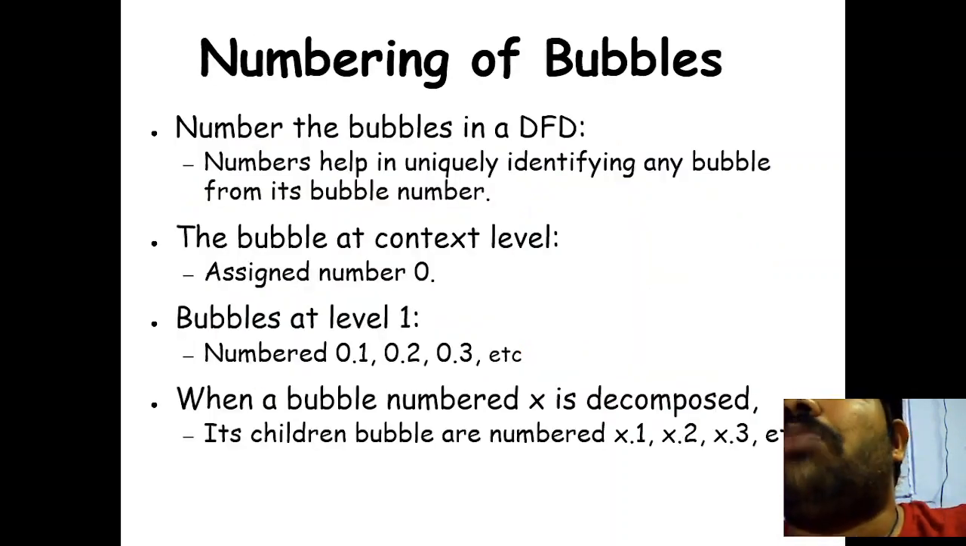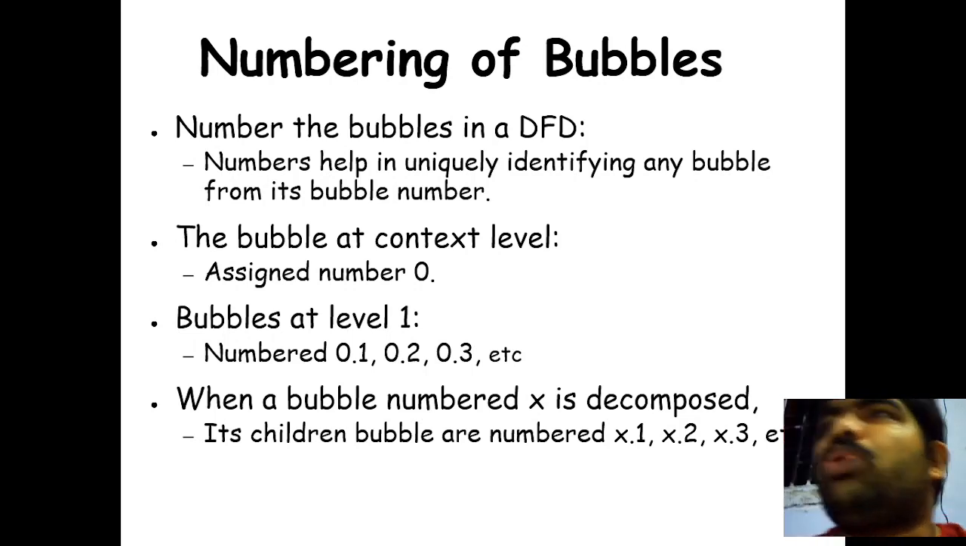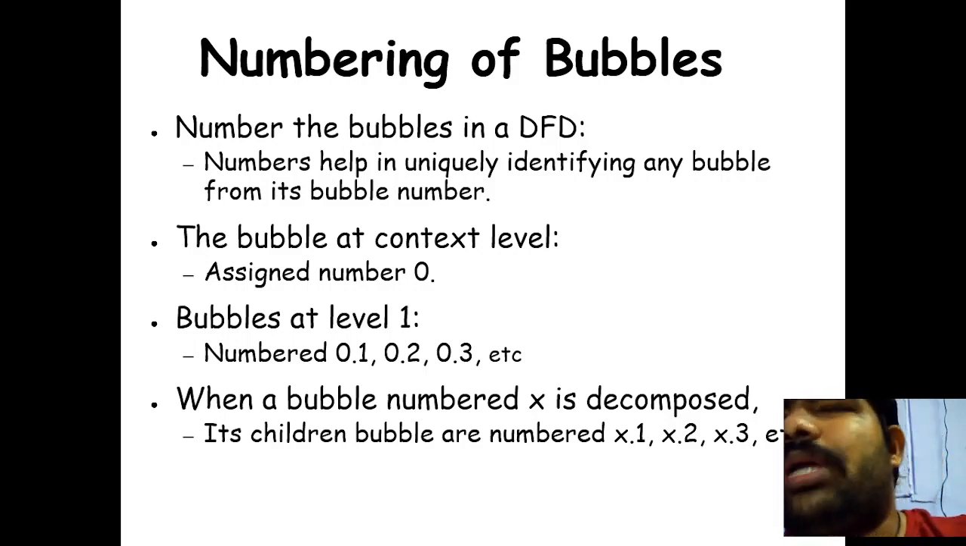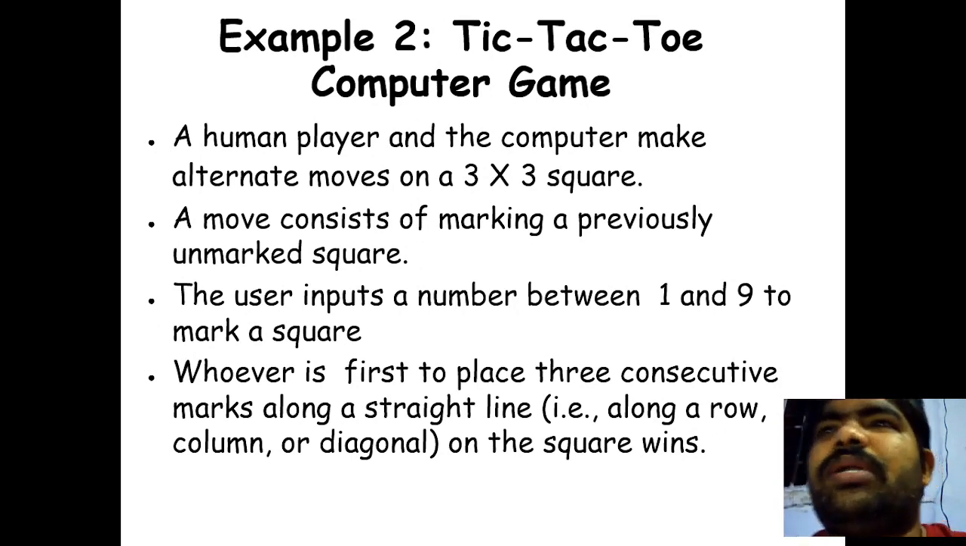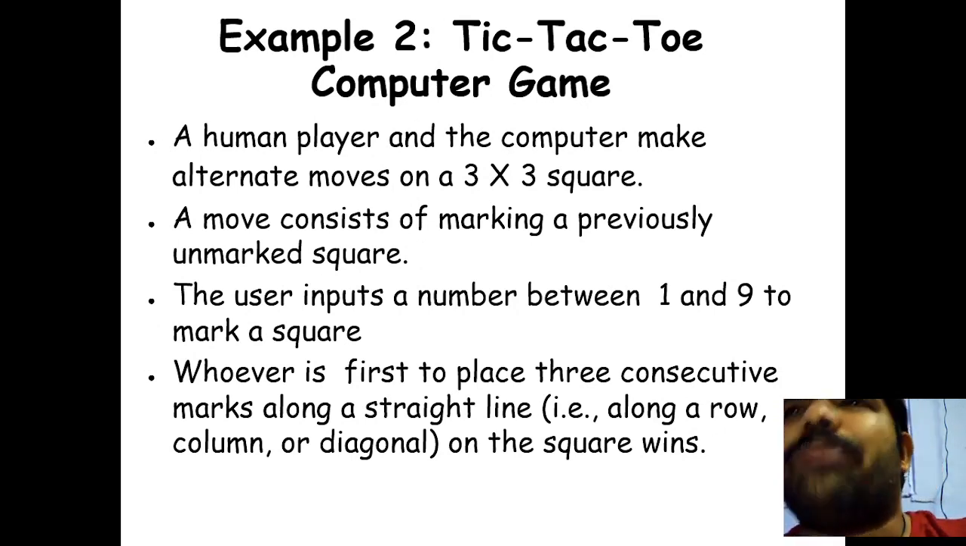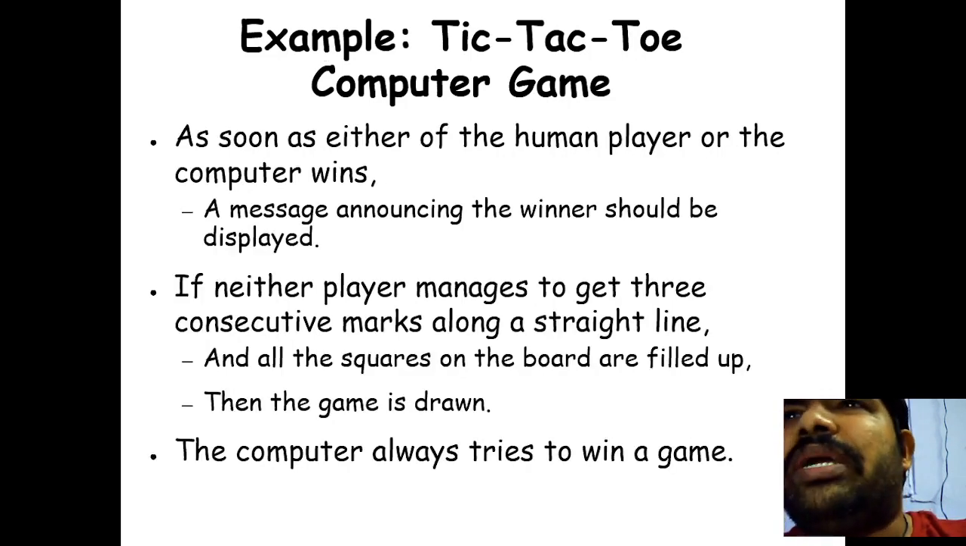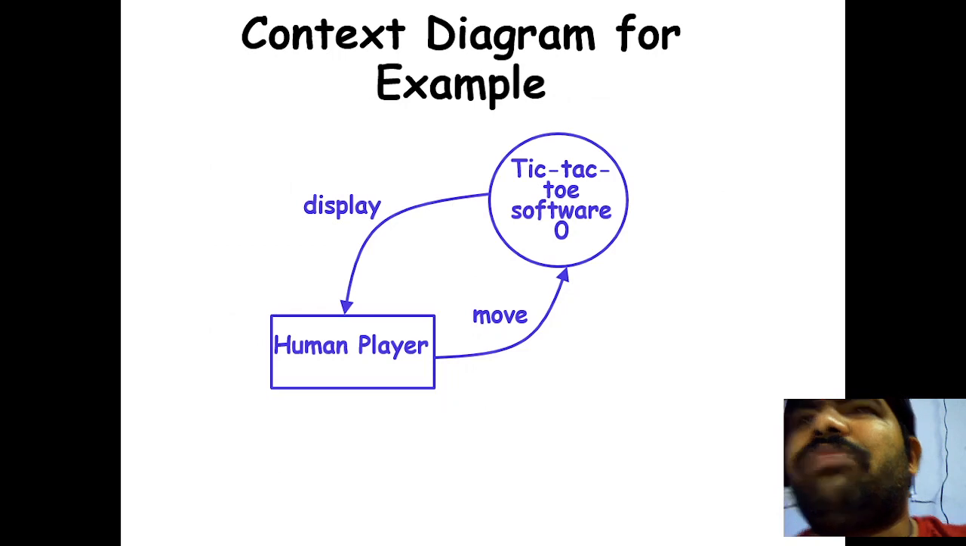And the numbering of bubbles. As we decompose an operation into a number of operations, the operation that comes first, and from which operation to which operation the data needs to flow, should be marked. That is numbering of bubbles. For example, consider a tic-tac-toe computer game. How we maintain the data dictionary in this, we will see with the DFD diagram. That is what the data flow diagram is.